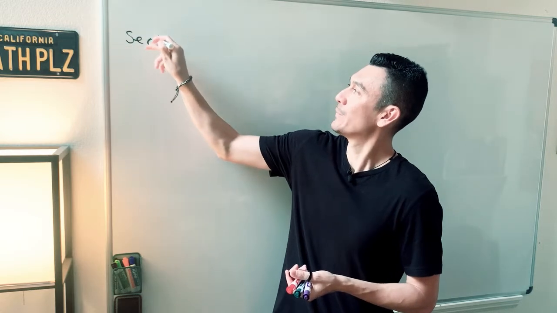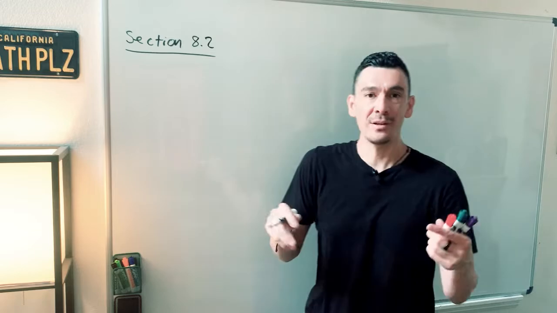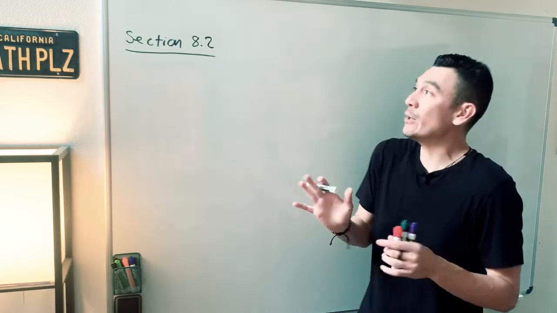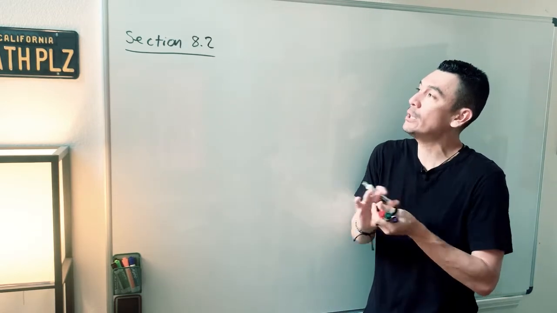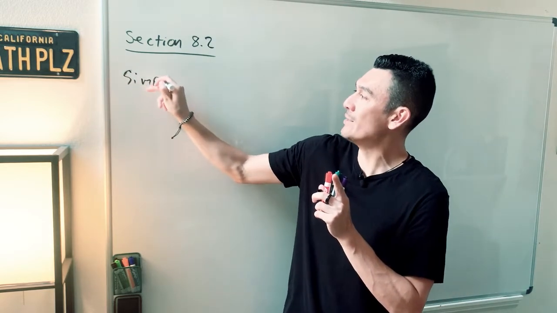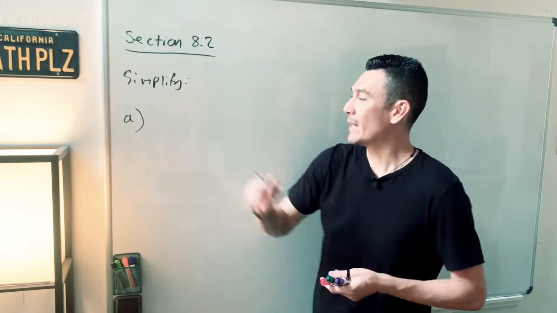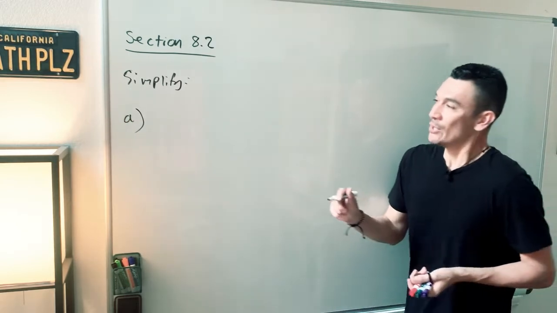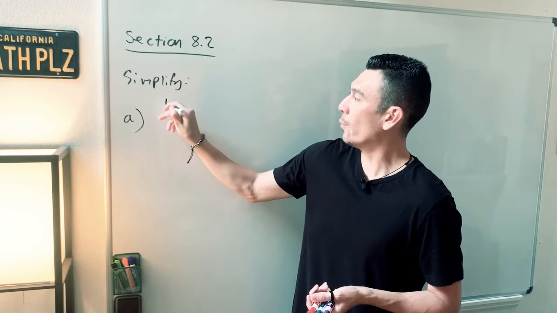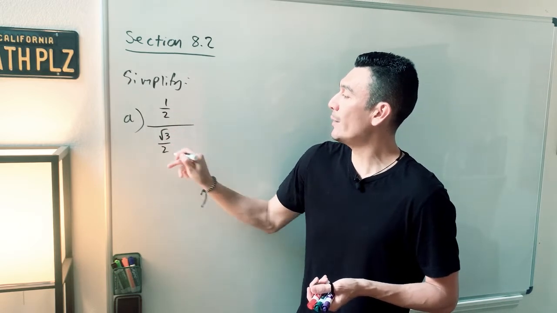So here we go. Section 8.2, which really is just an extension of 8.1. So I really don't think this will take too long. And I want to begin with a couple of facts on the board here. So why don't we simplify a couple of fractions being divided? So let's say we go 1/2 divided by square root 3/2.